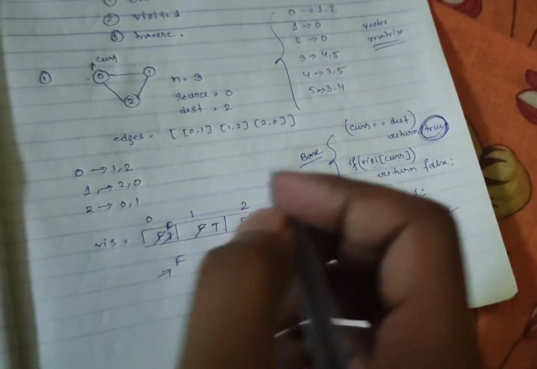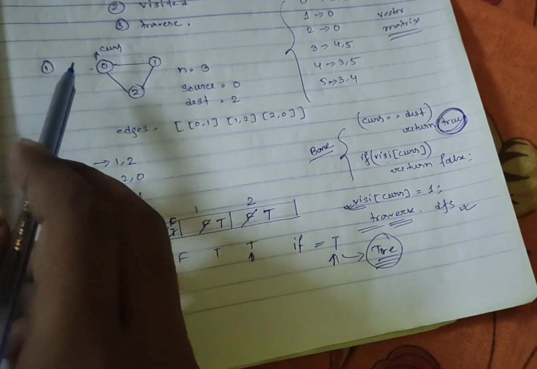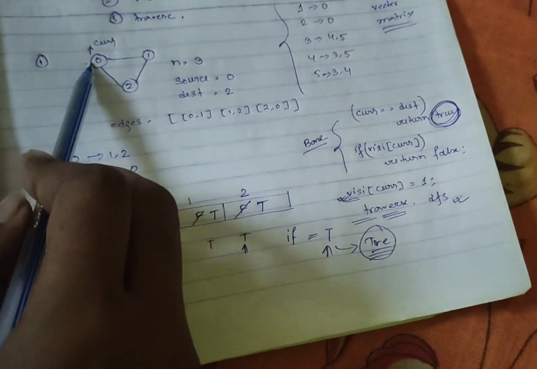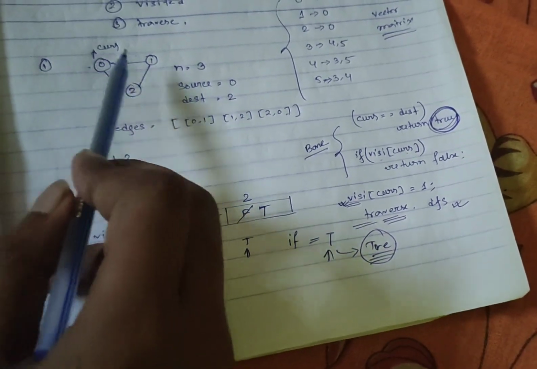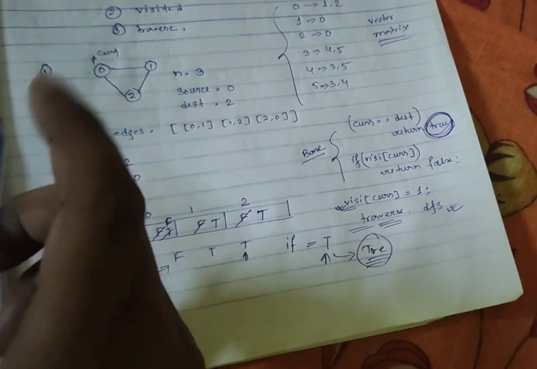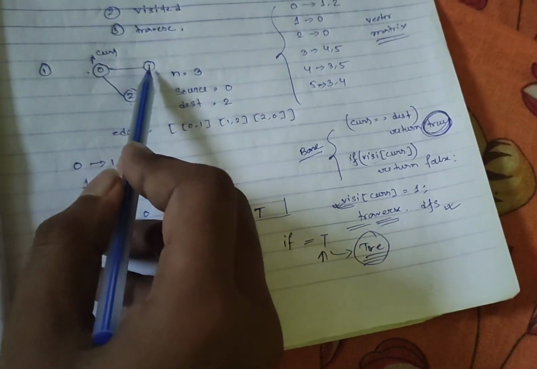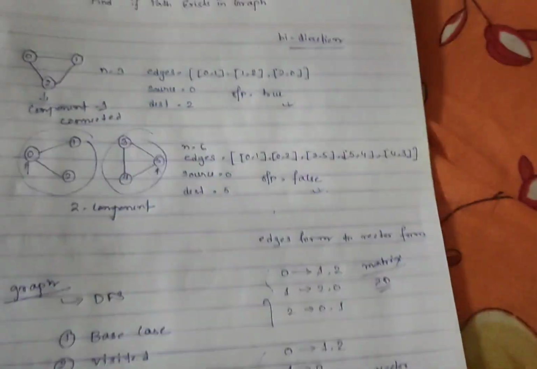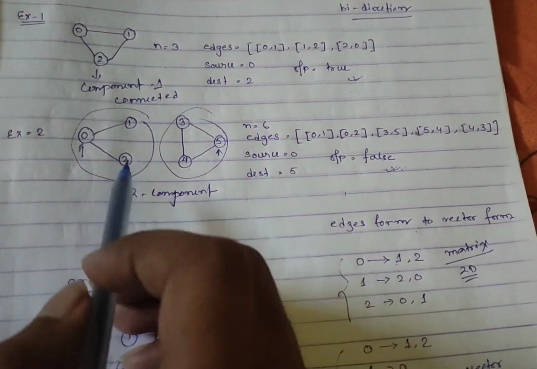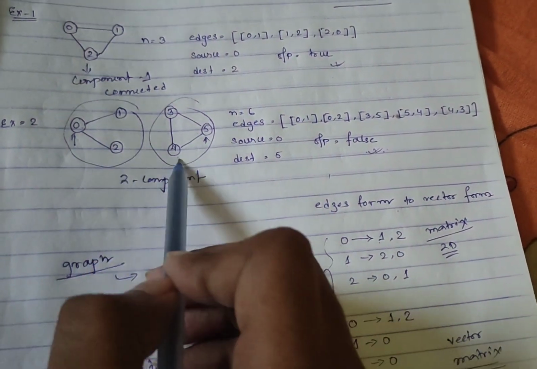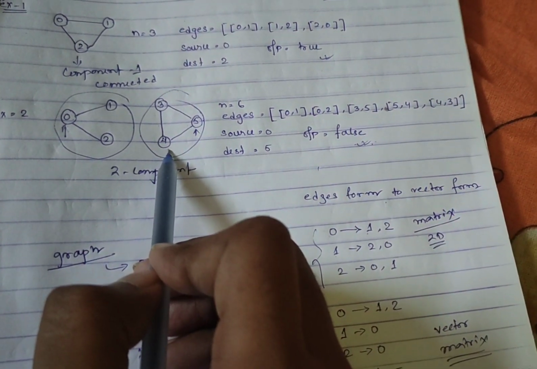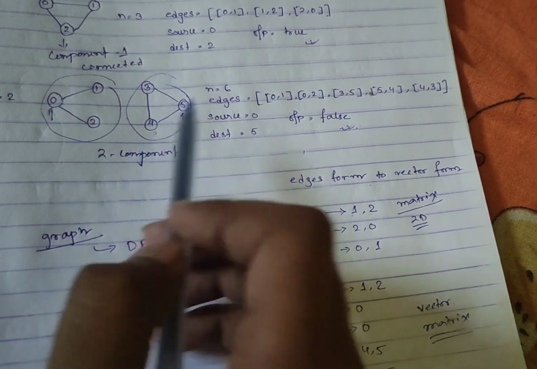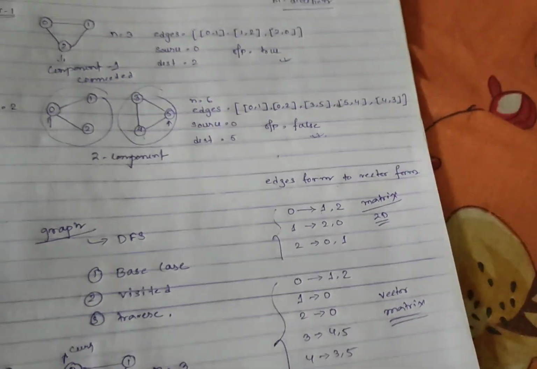So that's why we easily return true, and we find the path easily: 0 to 1 and 1 to 2. There are two paths here: 0 to 2, and 0 to 1 and 1 to 2. In example 2, you can check there is no path, so we cannot find any path. Now we code it.